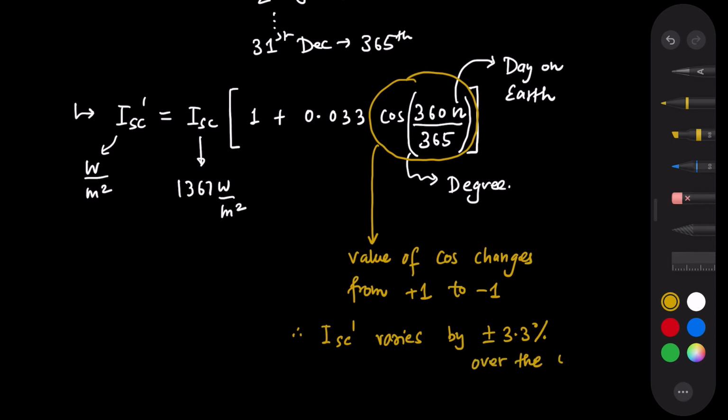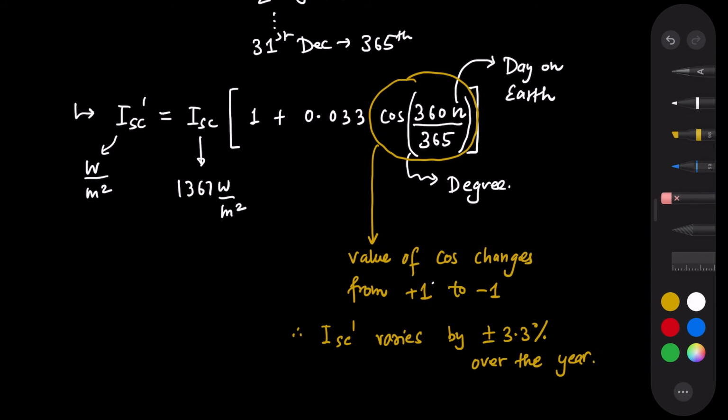over the year. Okay, now what does it mean? Let us suppose the value of cos theta is plus 1. So this value is positive. So 1 plus 0.033. So that's why plus 3.3%. And if the value of cos theta is minus 1, there will be a negative sign. This becomes 1 minus 0.033. So this is a negative 3.3%.